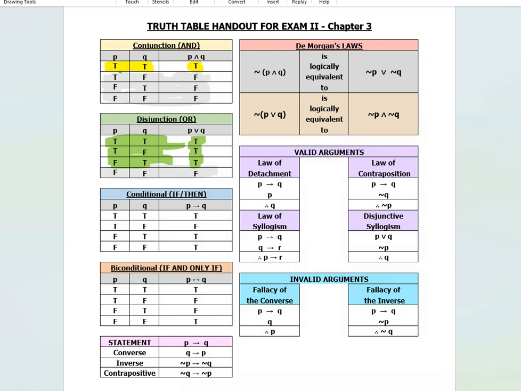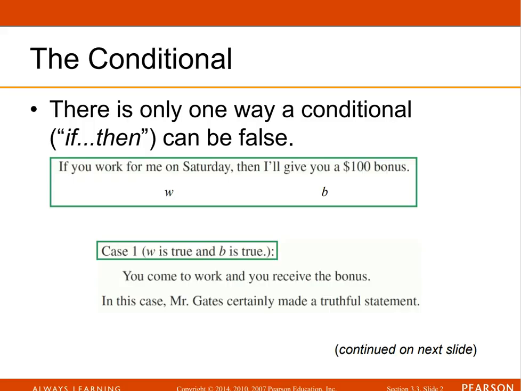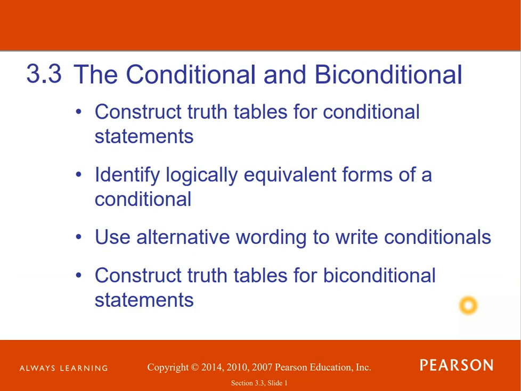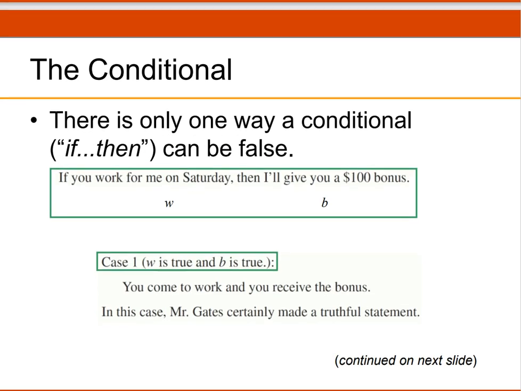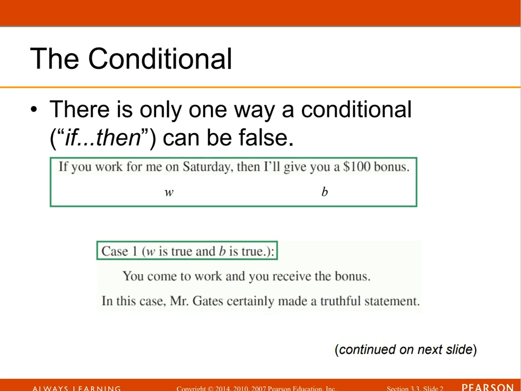So let me switch back to here. There we go. Okay. And I need the first page. All right. So 3.3 is where we're at. It covers the conditional and the biconditional. Again, we're going to do truth tables for this. But the way they explain the conditional is a little differently.